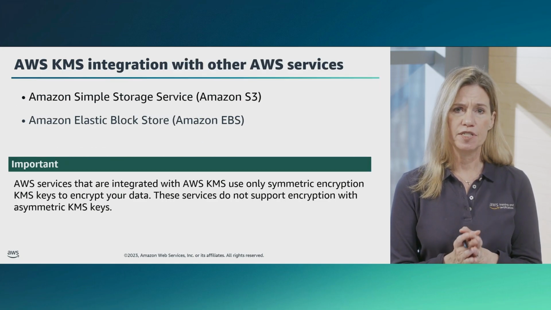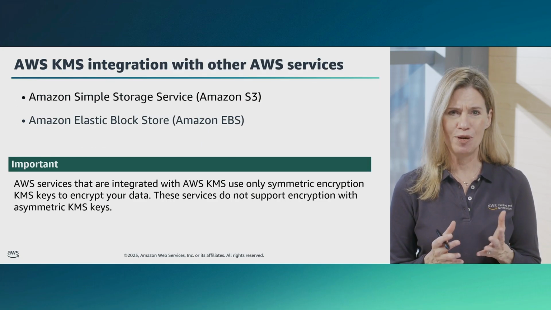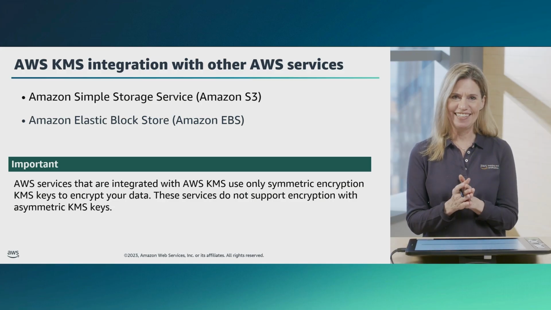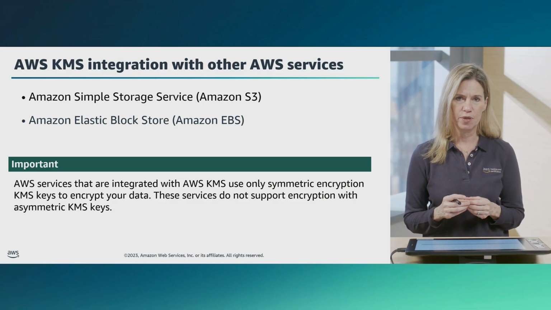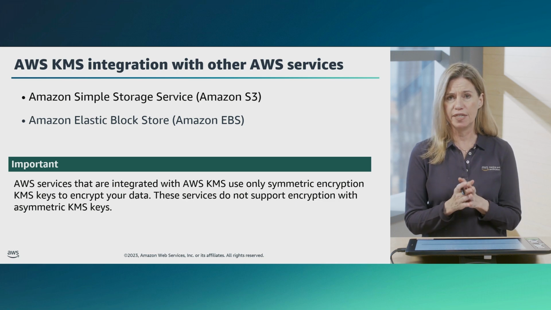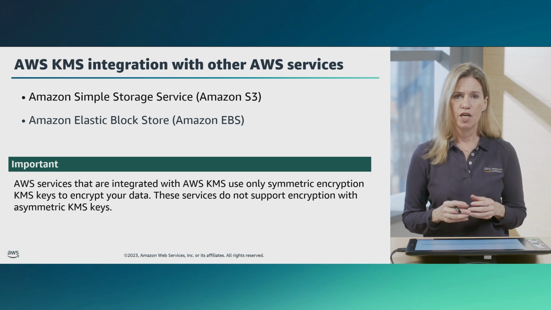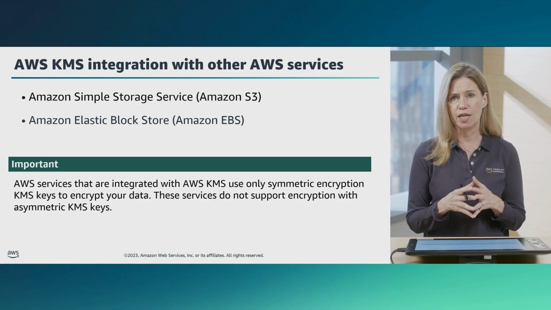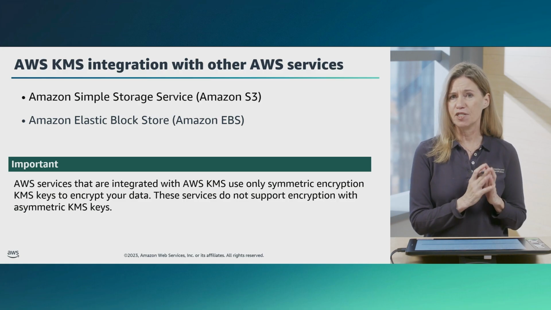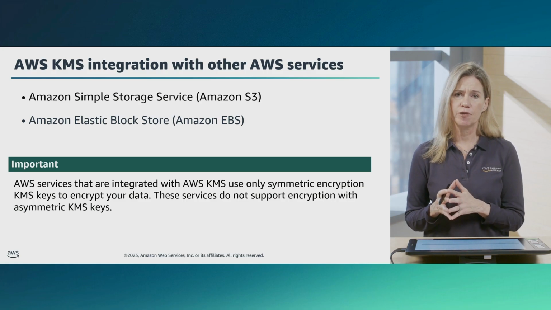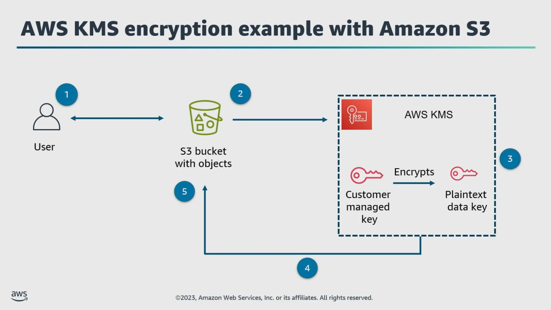Many AWS services use AWS KMS to support data encryption, and a complete list is linked on the Content Resources page of your course. These integrations use only symmetric encryption. Two important storage services that integrate with AWS KMS are Amazon S3 and Amazon Elastic Block Store, or Amazon EBS. Let's walk through an example with Amazon S3. When you choose server-side encryption with AWS KMS, called SSE KMS, AWS KMS and Amazon S3 perform envelope encryption as part of encrypting your data.